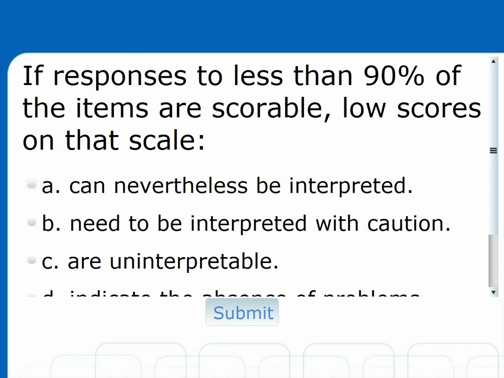Here's the second question. If responses to less than 90% of the items on a scale are scoreable, low scores on that scale: A, can nevertheless be interpreted; B, need to be interpreted with caution; C, are uninterpretable; or D, indicate the absence of problems associated with high scores on that scale.